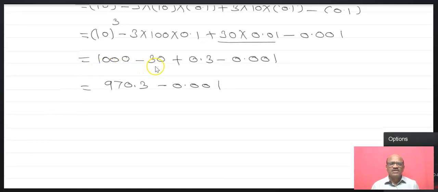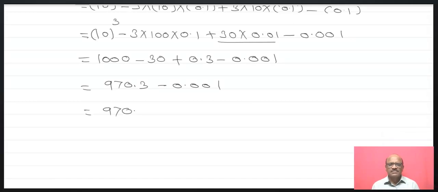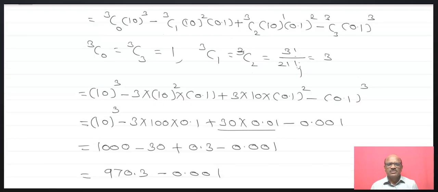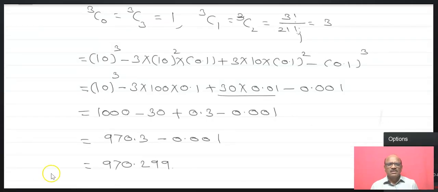That is 1000 minus 30, that is 970. And next is plus 0.3, that is 970.3 minus 0.001. Now the subtraction: 970.3 minus 0.001 is equal to 970.299.